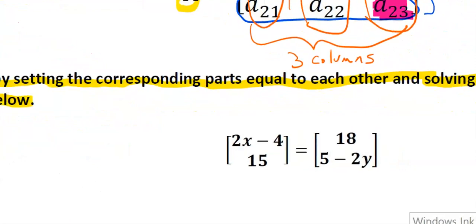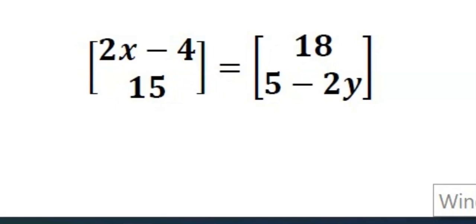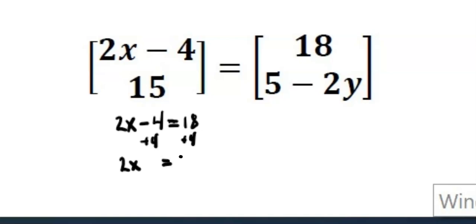In this other problem here, we got 2x minus 4 and 15. This is a 2 by 1 matrix. It's got 2 rows and 1 column. And so 2x minus 4 is equal to 18 because they're in corresponding parts, corresponding places within their respective matrices. So if I add 4 to both sides, you get 2x is equal to 22, and then divide by 2 on both sides.